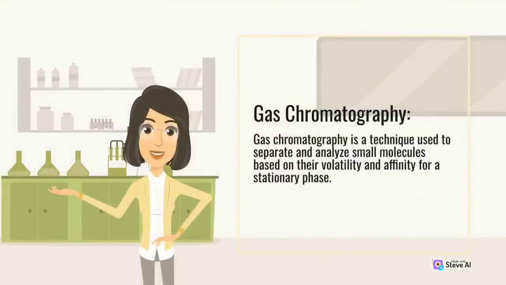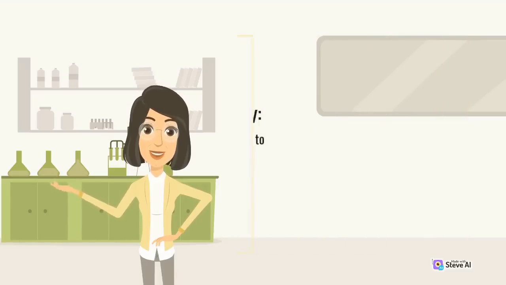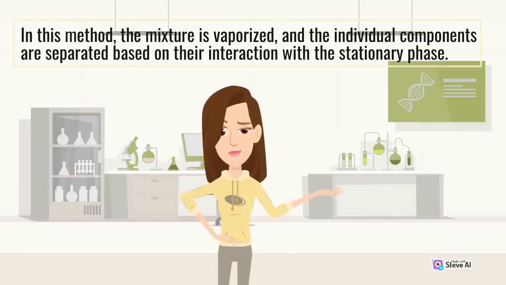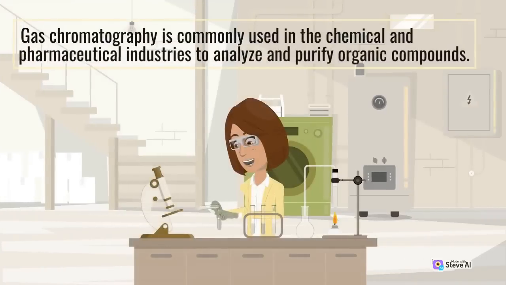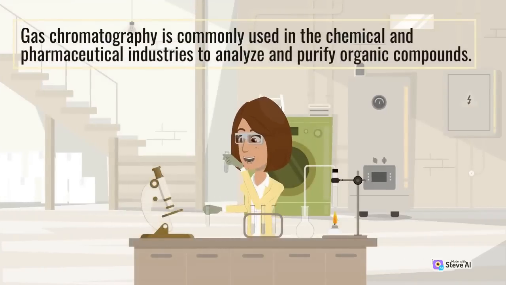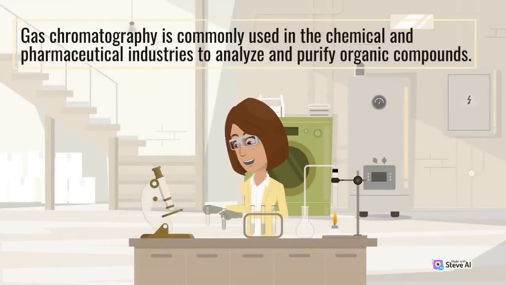Gas chromatography. Gas chromatography is a technique used to separate and analyze small molecules based on their volatility and affinity for a stationary phase. In this method, the mixture is vaporized, and the individual components are separated based on their interaction with the stationary phase. Gas chromatography is commonly used in the chemical and pharmaceutical industries to analyze and purify organic compounds.